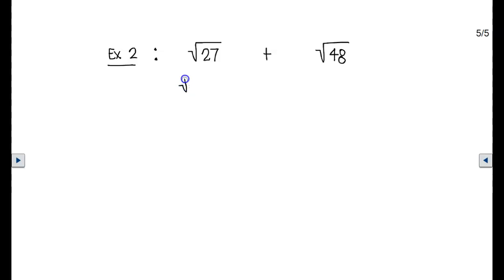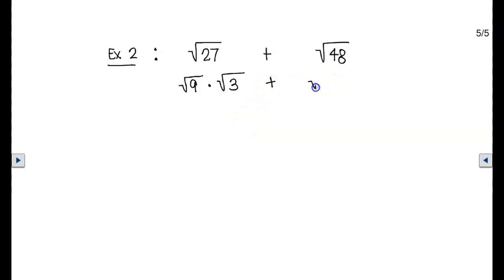To simplify that, I try to split it into 2 square roots. So I need numbers that will multiply to give me 27, and I want one of those to be a perfect square. 27 we know is divisible by 9, so we can make that the square root of 9 times the square root of 3.